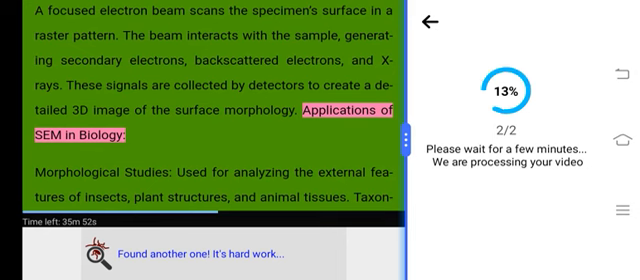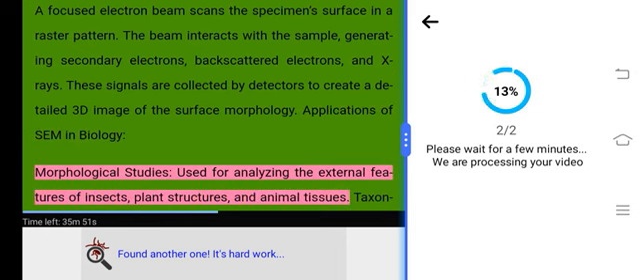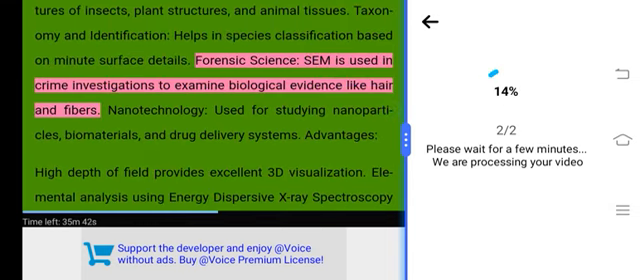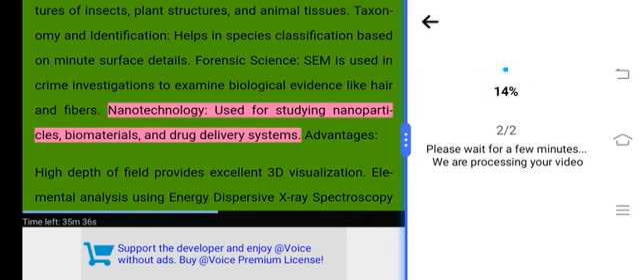Applications of SEM in biology. Morphological studies, used for analyzing the external features of insects, plant structures, and animal tissues. Taxonomy and identification, helps in species classification based on minute surface details. Forensic science, SEM is used in crime investigations to examine biological evidence like hair and fibers. Nanotechnology, used for studying nanoparticles, biomaterials, and drug delivery systems.